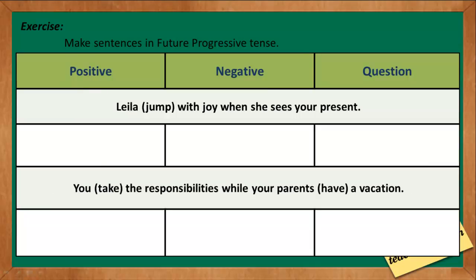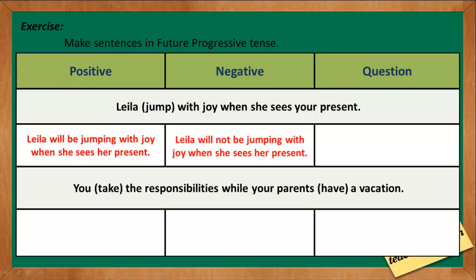For our exercise, make sentences in future progressive tense. The first one: Layla jumped with joy when she sees her present. The correct positive statement should be: Layla will be jumping with joy when she sees her present. The correct negative sentence is: Layla will not be jumping with joy when she sees her present. And the question is: Will Layla be jumping with joy when she sees her present?